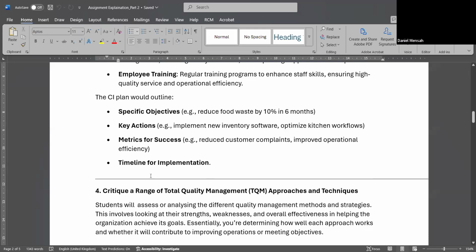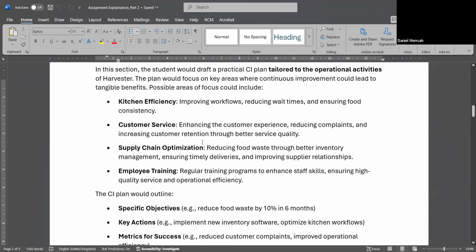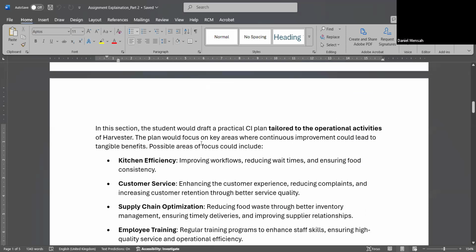So this is how you are going to make the plan, and the timeline for implementation. Then you are making the timeline for implementation of this plan. Okay, what will be the specific objective? What will be the key actions? Okay, what will be the metrics for success to measure that success? Okay, timeline for implementation. Do you have any question from this part? No question.